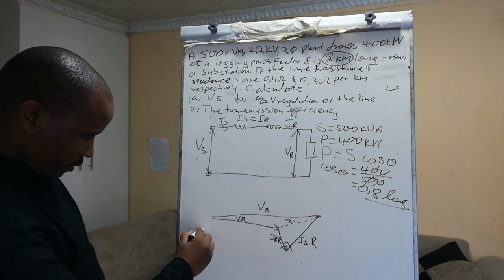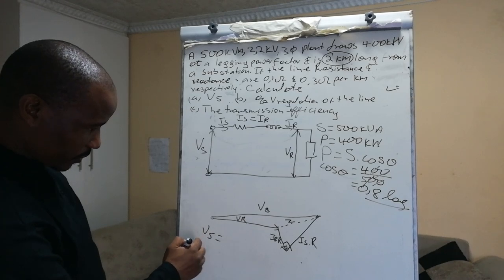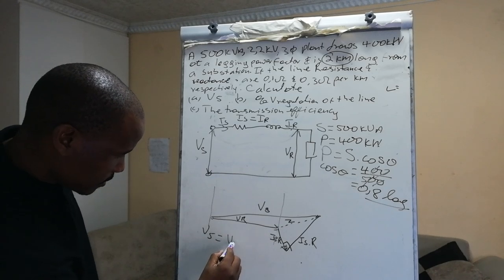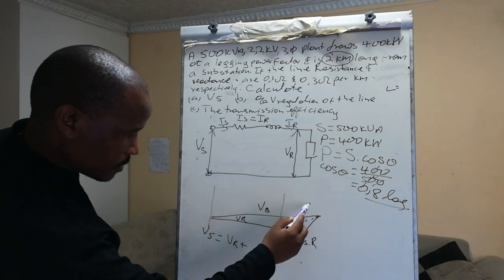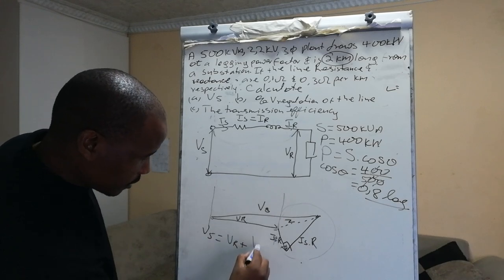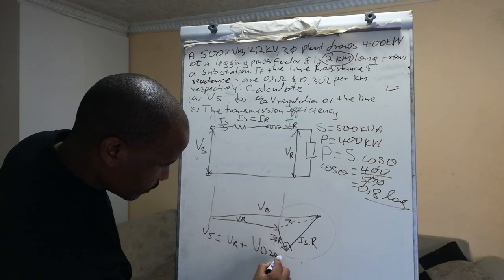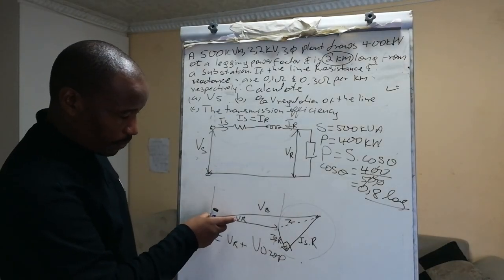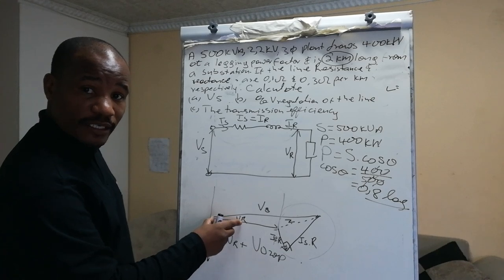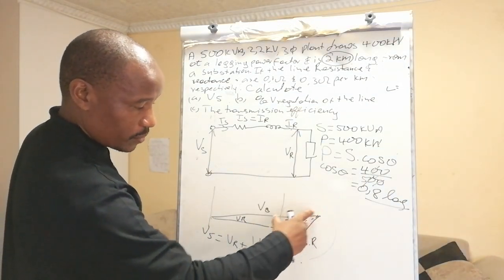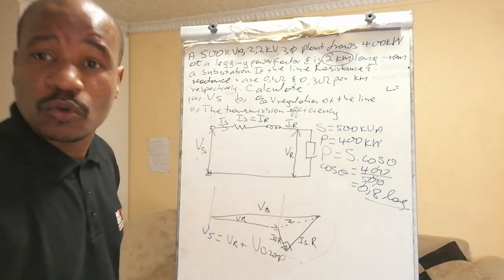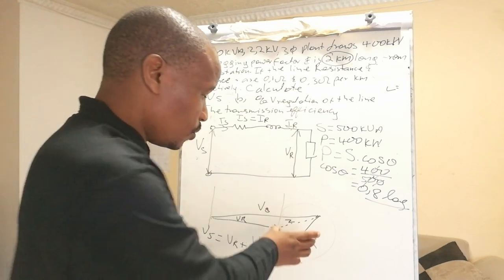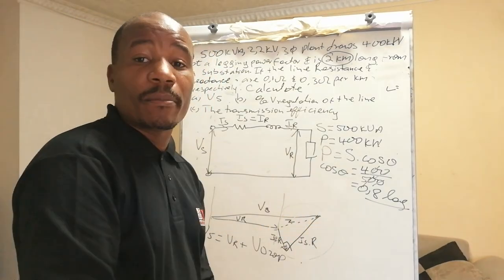What does that mean? It means VS, the sending end voltage, is equal to VR plus this. What do we call this? It is the V drop, the voltage drop along the line. Why is there no voltage drop here? Because the line is still short, but as it grows, there is a drop. This triangle, you remember, guys, from standard one, you knew that a voltage drop will form a triangle.